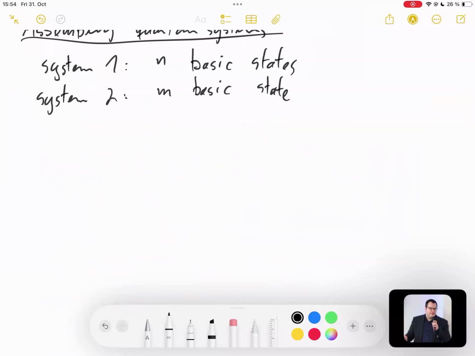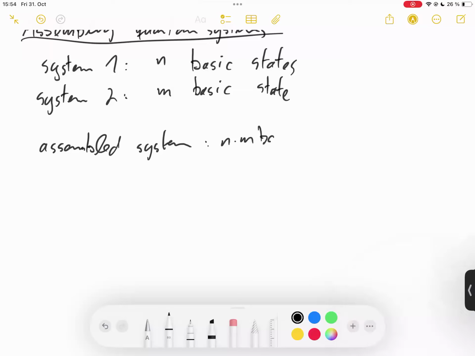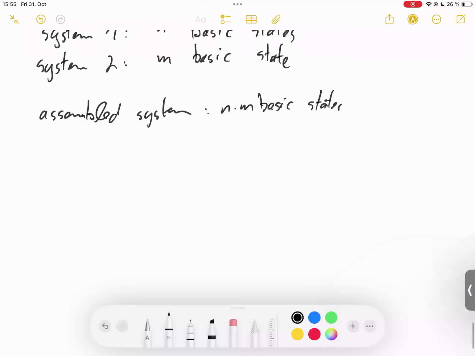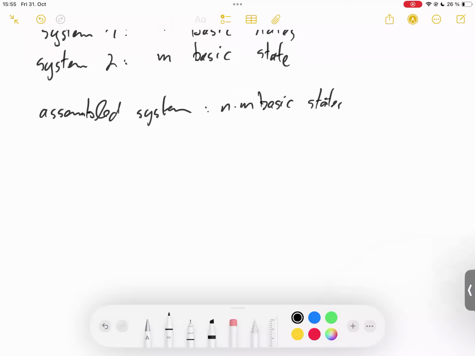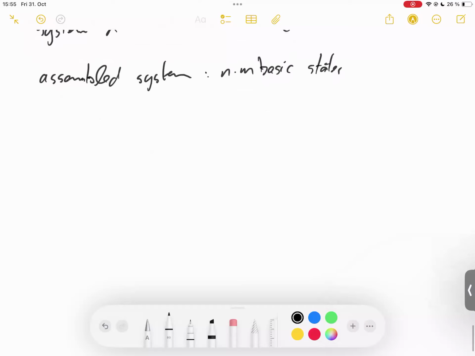So very important, not the sum, but the product. We've seen this with an example last week. Now we will formalize it. So the assembled system is n times m basic states. And we can discuss now a little bit some notations and some examples and see what this actually means, because then we will observe some very strange phenomena that can happen in such assembled quantum systems.